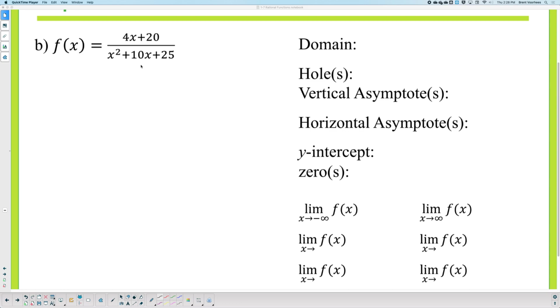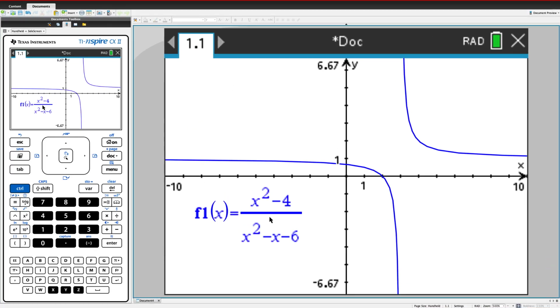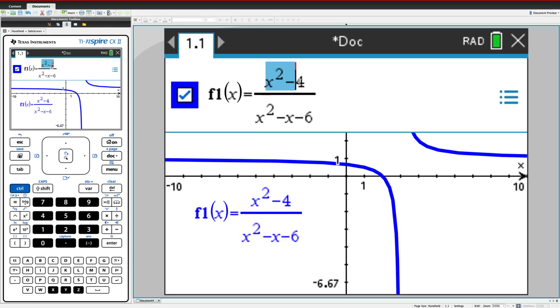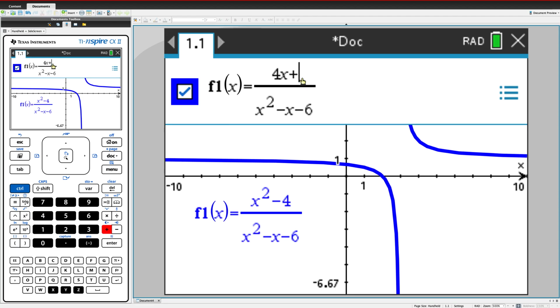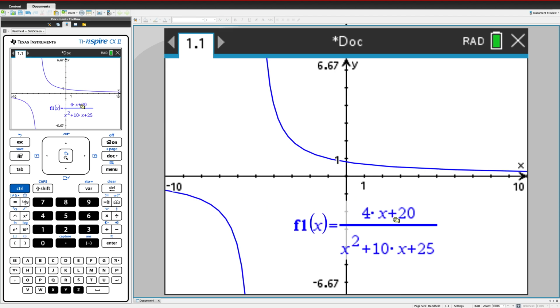Let's go to our graph. 4x plus 20 is the numerator, and the denominator is x squared plus 10x plus 25? Yes. All right. So here's our graph that we're going to be working with this time.